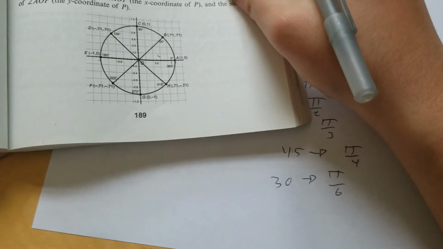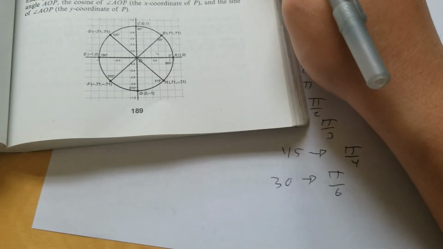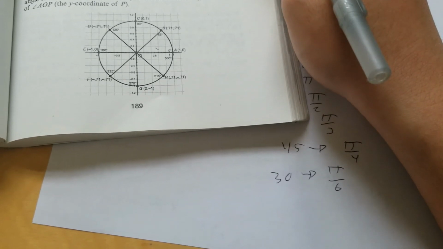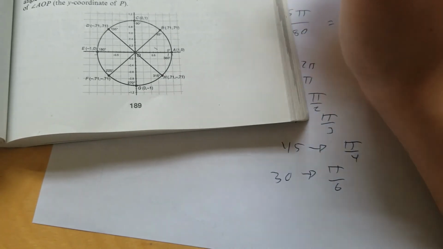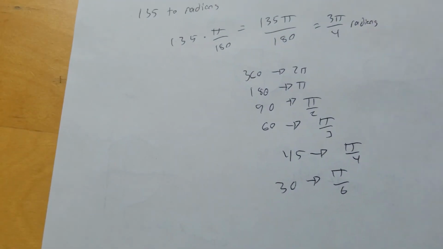Once again, it will reveal 3 pieces of information, graphs like these: the angle AOP, the cosine of AOP, and the sine of AOP. Basically, the last 2 parts are just the x coordinate of P and the y coordinate of P. Okay.